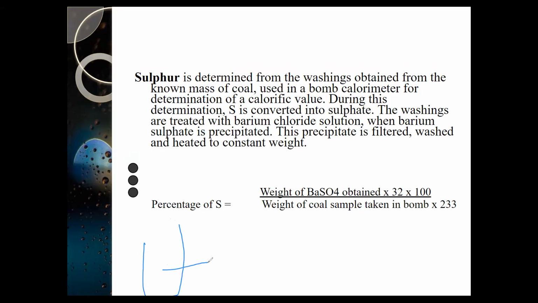Why are we using a calorimeter? Calorimeter is used to find out the calorific value of the fuel. So during finding the calorific value in the bomb calorimeter, we are going to find out the sulfur.